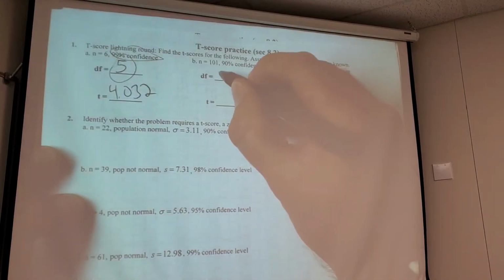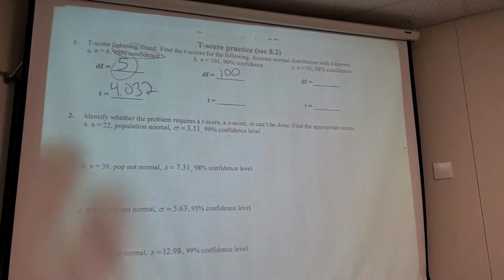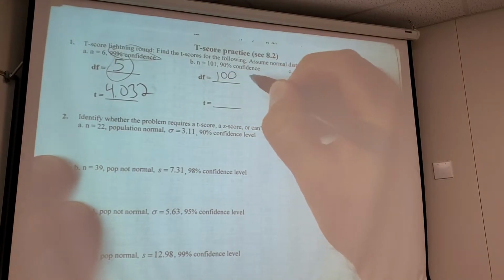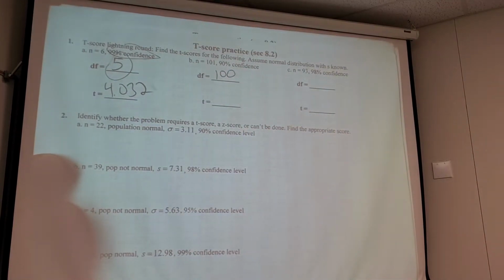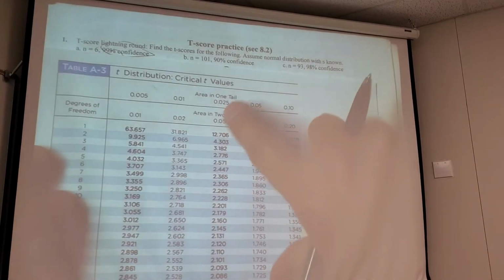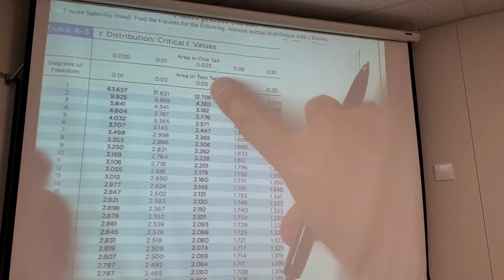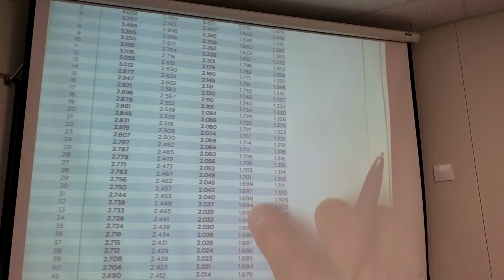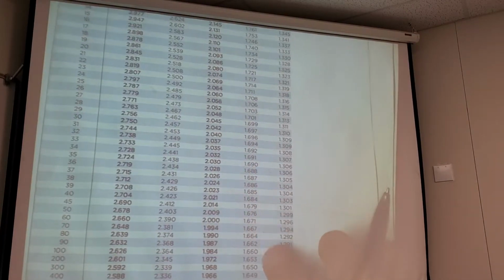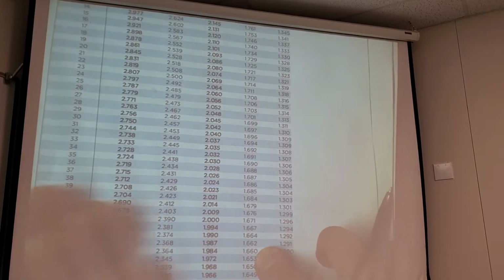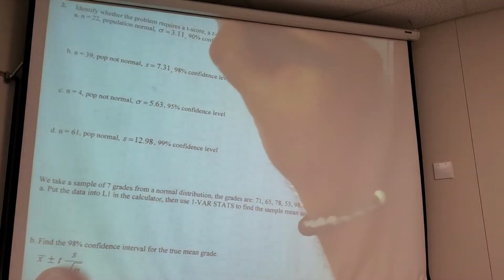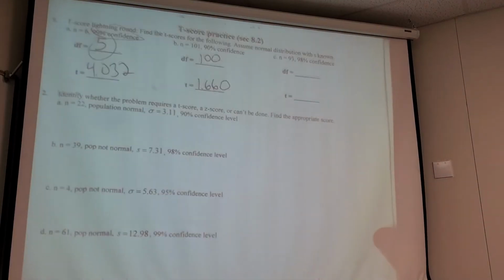All right, what about this one? This degrees of freedom is 100. What's my alpha? 10%, 0.10. So I know I'm looking here. 0.10 and 2 tails. And I'm just going to stop at 100. 1.660. I like that. We should get a 1.660 later.